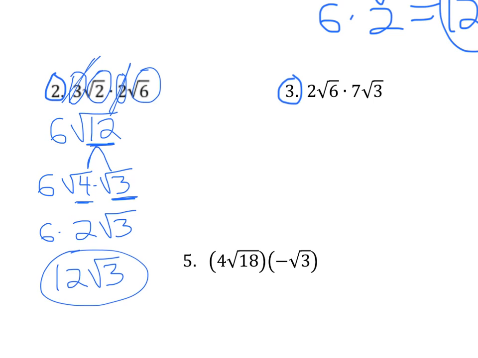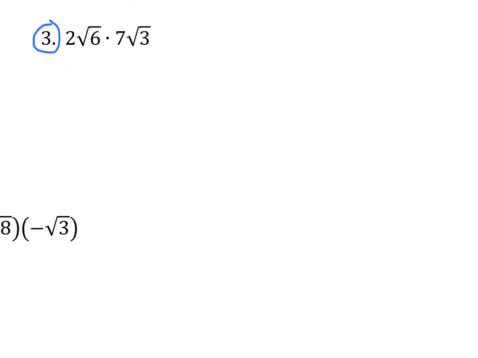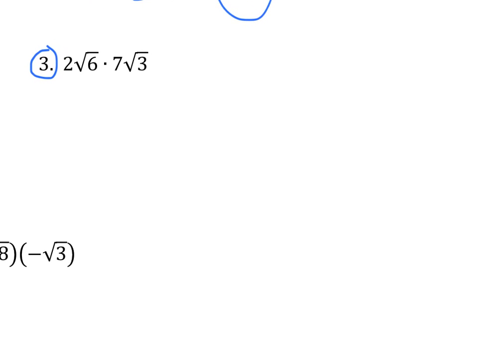Okay, let's move over to number 3. Looks like a very similar problem to number 2. Let's zoom in a little bit more. All right, so same thing here. This 2, I can only multiply with this 7. So 2 times 7 gives me 14. So I'm done with the 2 and the 7. And then I can multiply the numbers in the square roots. Square root of 6 times square root of 3. Let's see, 6 times 3 is 18. But leave that in the square root.